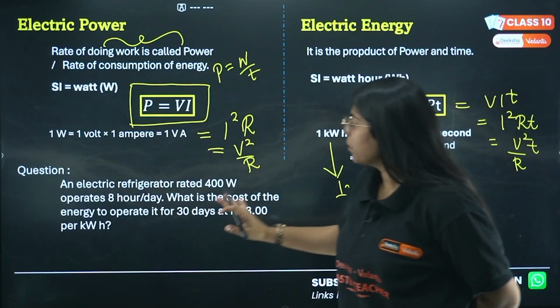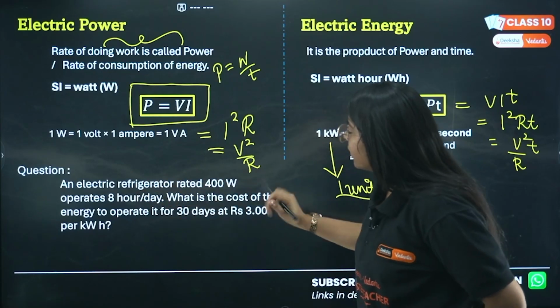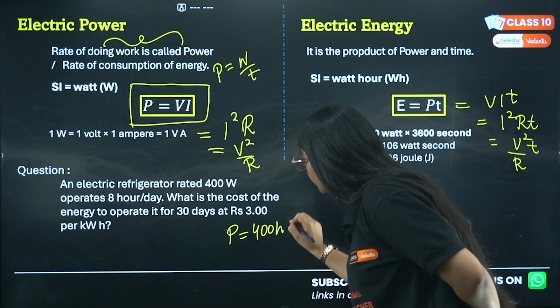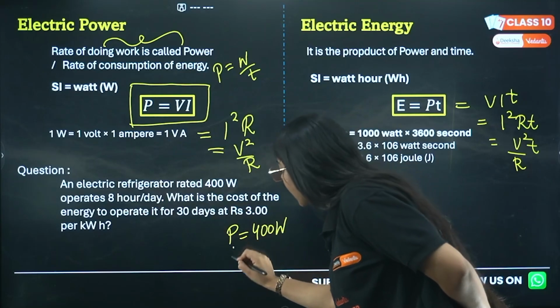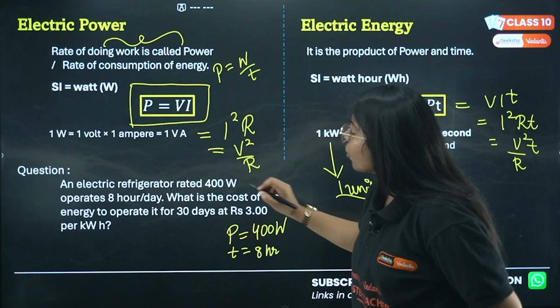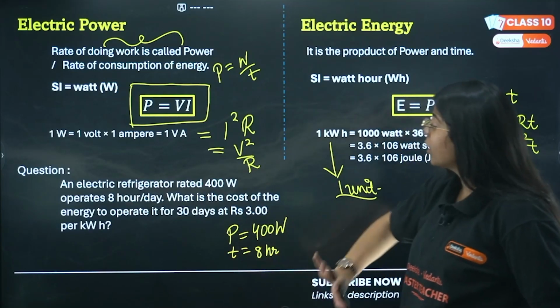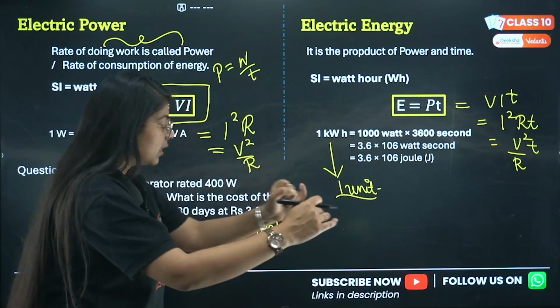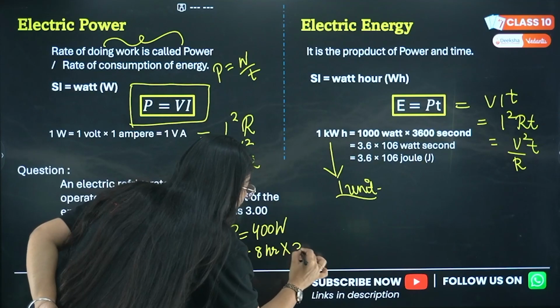Correct? We have a simple basic numerical. A refrigerator rated 400 watt, so power is 400 watt, operates 8 hours daily, so time is 8 hours. Now, what is the cost of the energy to operate it for 30 days? If it is operating 8 hours daily, then for 30 days it will be 8 hours into 30.